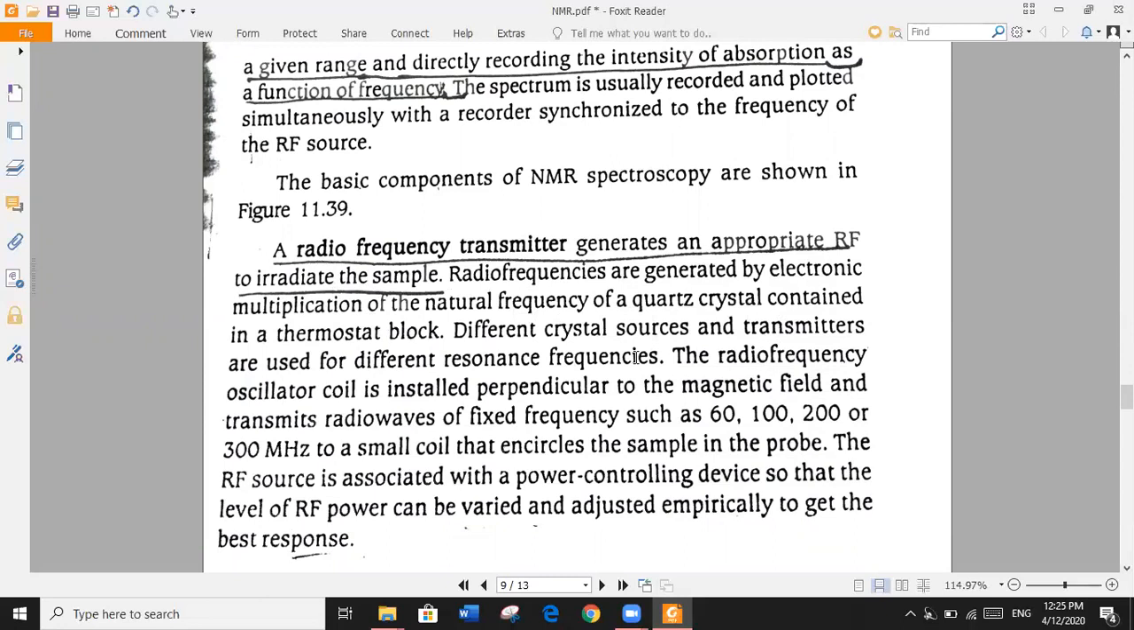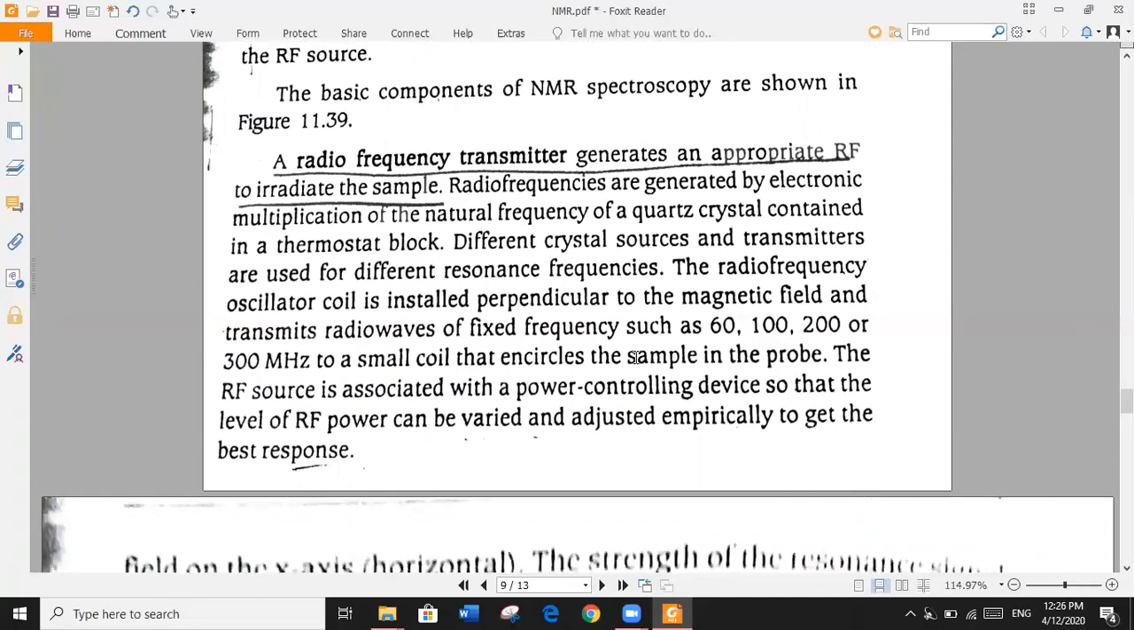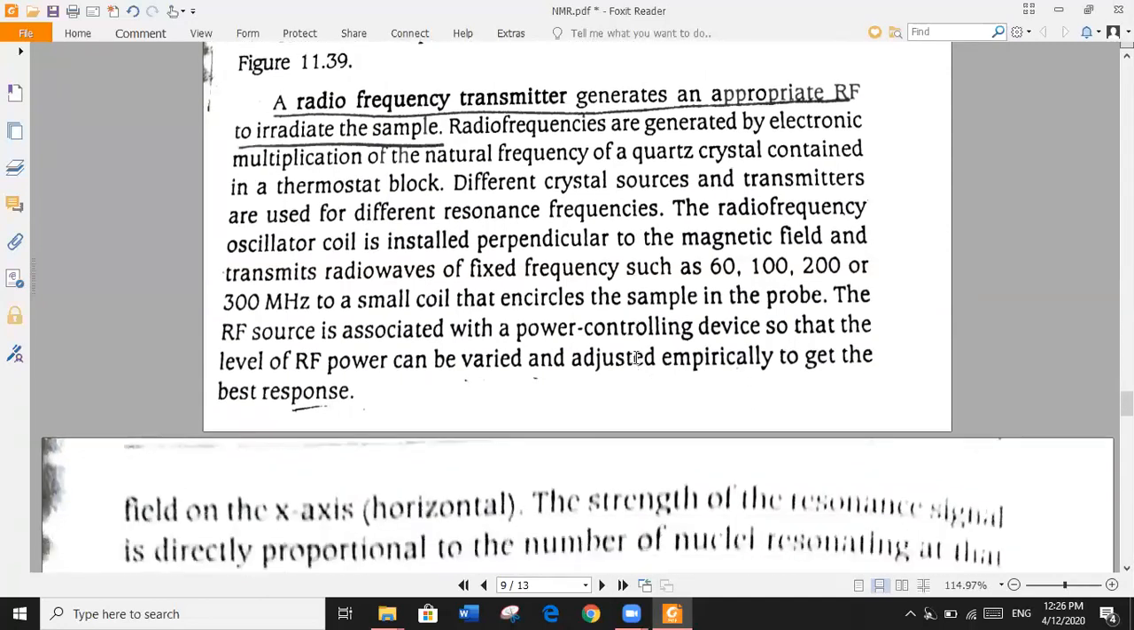The radio frequency oscillator coil is installed perpendicular to the magnetic field and transmits a radio wave of fixed frequency, such as 60, 100, 200 or 300 megahertz, to a small coil that encircles the sample in the probe. The RF source is associated with a power controlling device so that the level of RF power can be varied and adjusted empirically to get the best response.